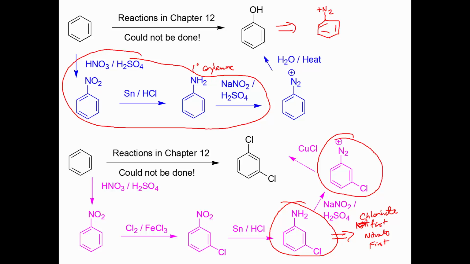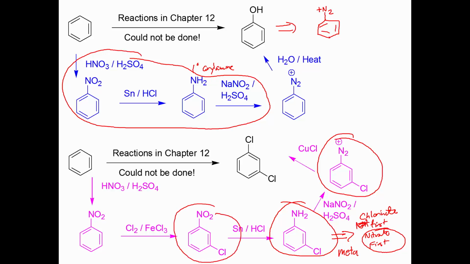Well, the reason, because these are meta, we're going to have to nitrate first, right? Because only by having a nitro group on the benzene ring already can we get something in the meta position, all right? Okay, so before we reduce, we're going to have to add tin and HCl, and that's going to turn the meta-chloronitrobenzene into the corresponding aniline.